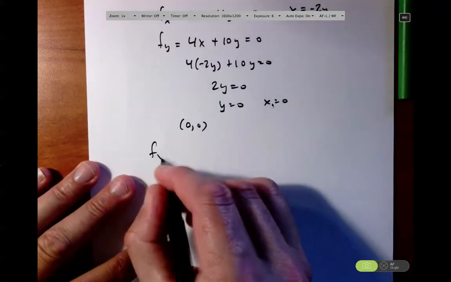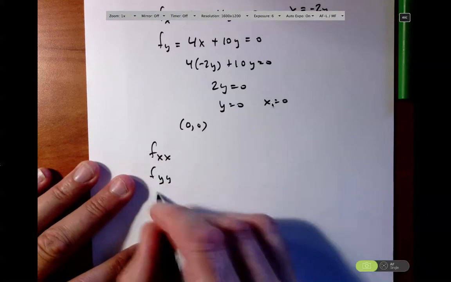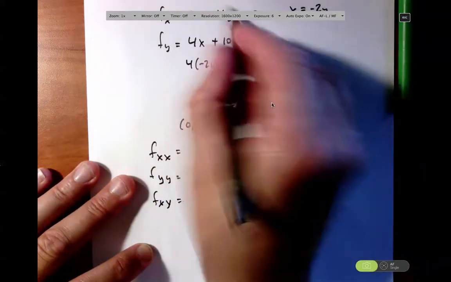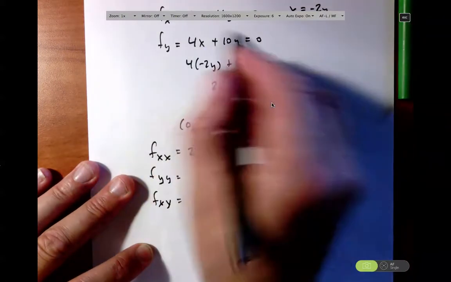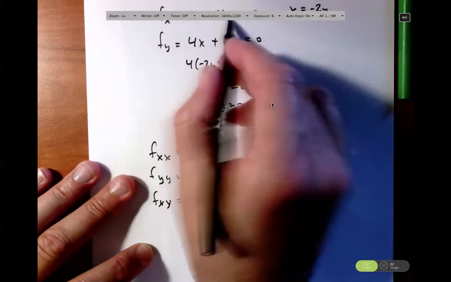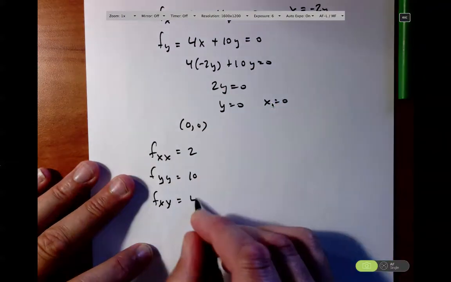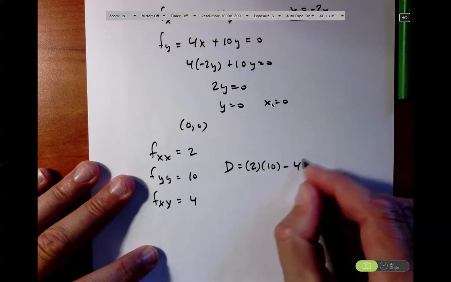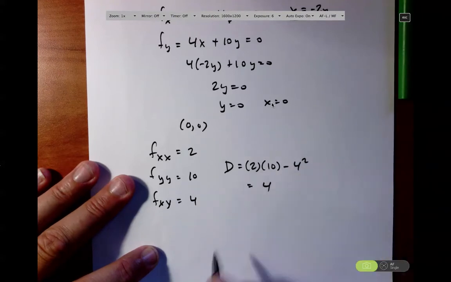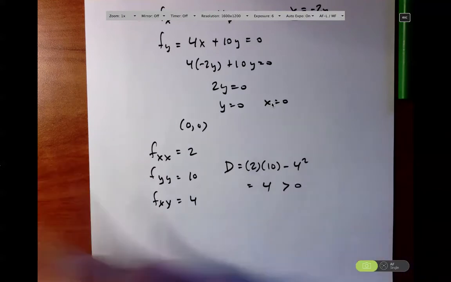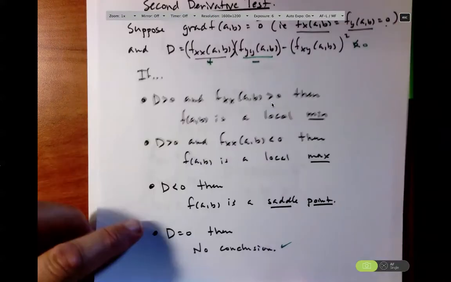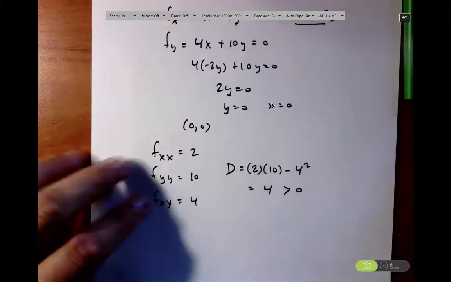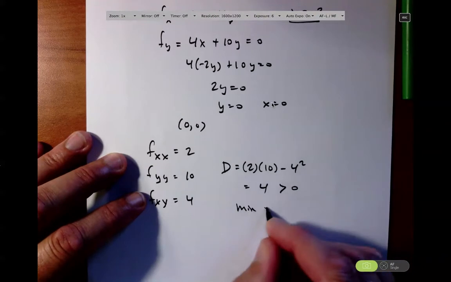So we need to look at what is fxx, what's fyy, and what is fxy. The derivative of this with respect to x is 2. The derivative of this with respect to y is 10. And the partial derivative of this with respect to y, or this with respect to x, they're both 4. And so the discriminant is 2 times 10 minus 4 squared. That gives me 20 minus 16, which is 4. The discriminant is positive, so we're going to be in case number 1 or case number 2. But fxx is positive, so we're in the first case, and so there's going to be a local minimum at 0, 0.